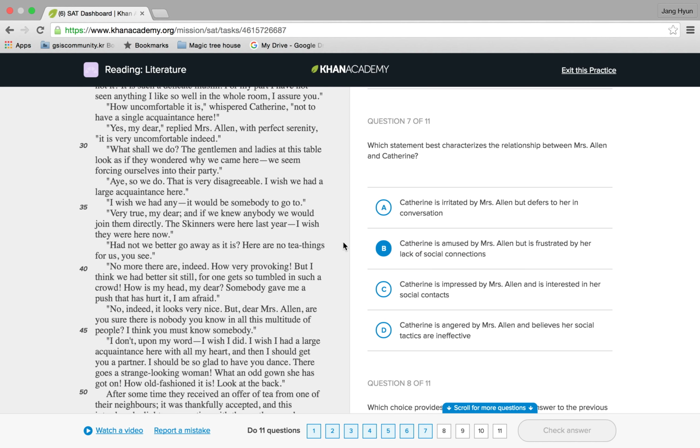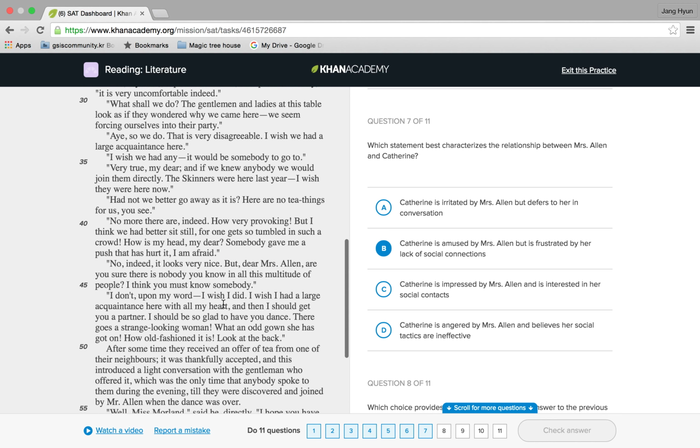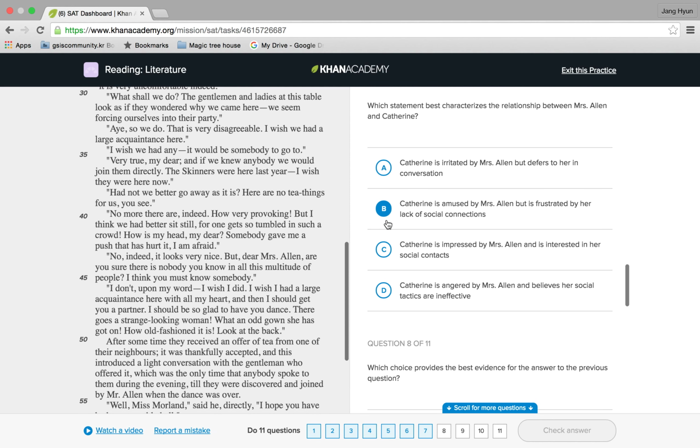I think it's this. Why do you say, don't you choose this irritated thing? Because actually, I think she's amused because of somebody gave me a push that has hurt it, I'm afraid. This kind of personification thing. You remember how I was amused by this? I think Catherine is also amused by this statement too. Like, oh, can you please look at my head? She isn't focusing on important things. She's just focusing on herself and her beauty and her head. So she's quite amused. So she's just saying carelessly, no, indeed, it looks very nice. So there we go, amused.